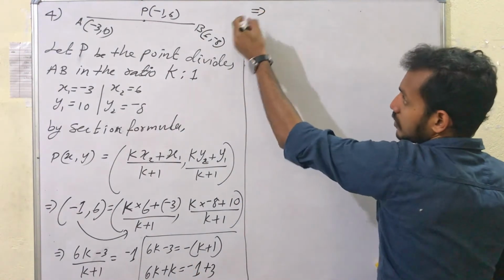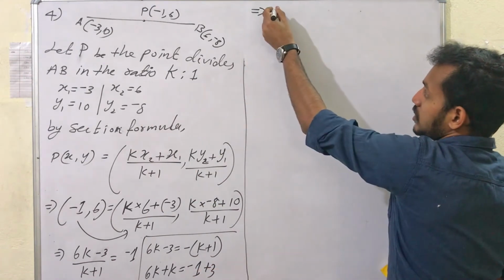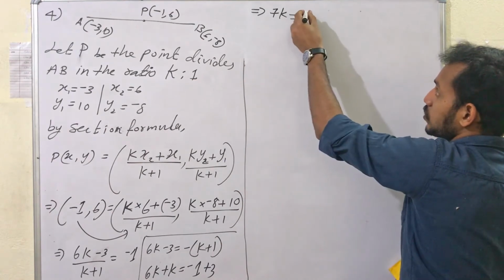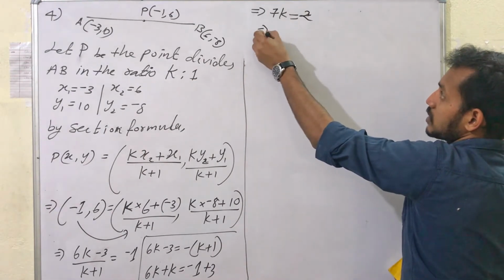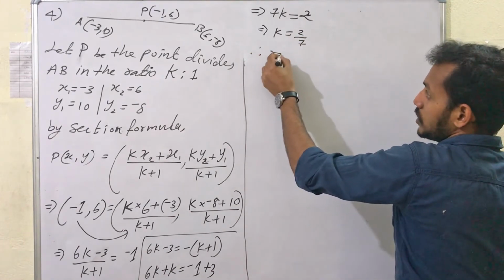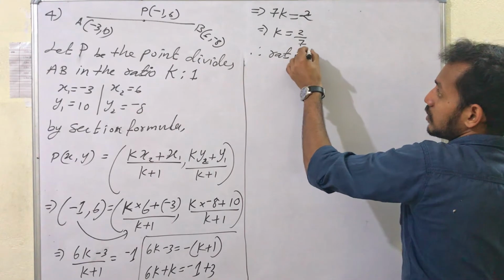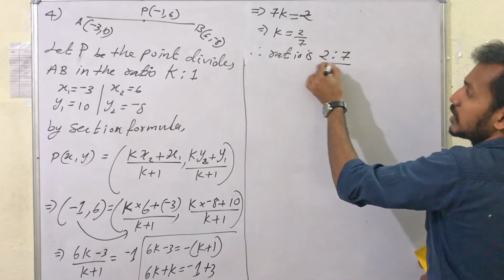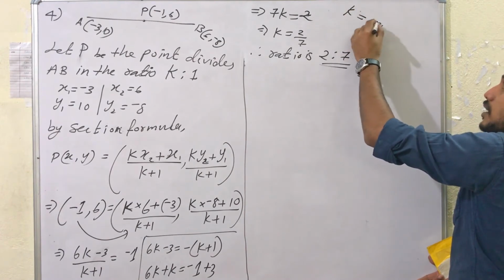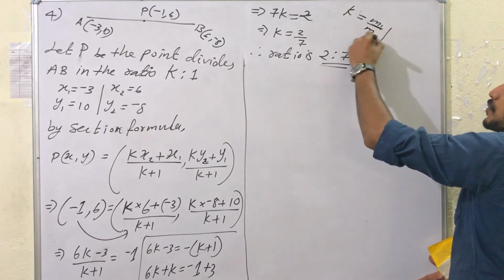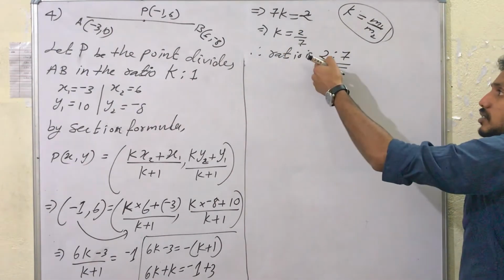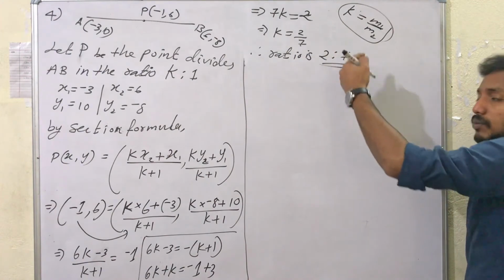That implies 6k plus k will be 7k is equal to minus 1 plus 3 is 2, which implies k is equal to 2 by 7. Therefore, the ratio is 2 is to 7. Why is it 2 is to 7? Because we already discussed that k is actually m1 by m2. Clear? Therefore, if you are getting the value as it is, then just write the ratio. Numerator will be m1, denominator will be m2.